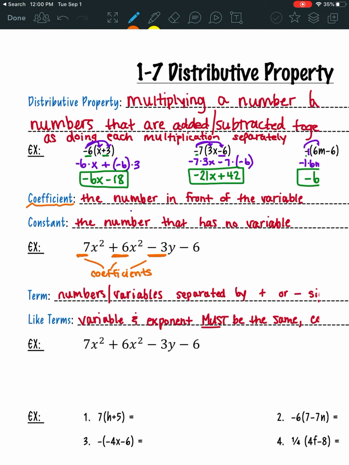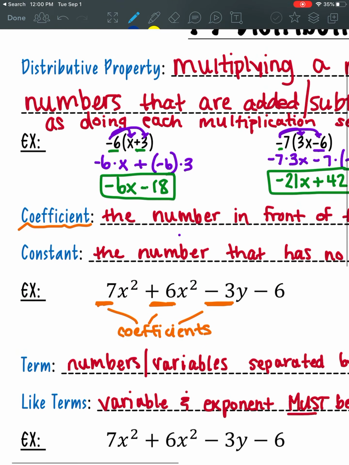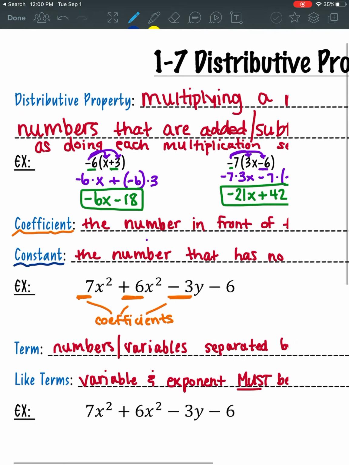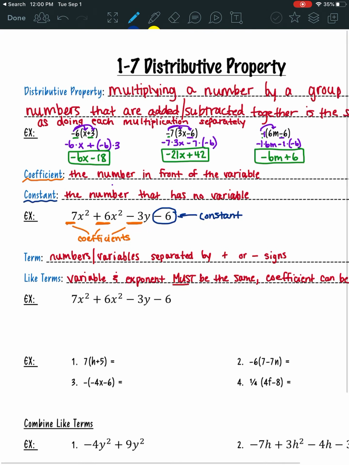Okay, variable, hopefully you guys know what that is. A variable is a letter in math that represents an unknown. Then we have a constant. So a constant is just a number and it has no variable. So for instance, this 6 at the end, and notice I'm circling the minus sign in front, that is what we call a constant.